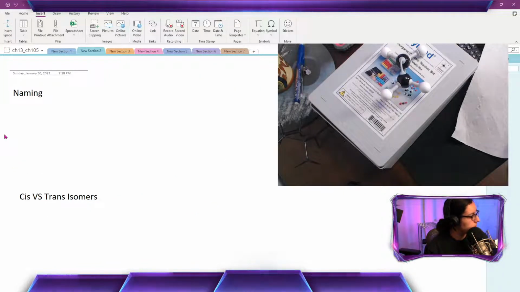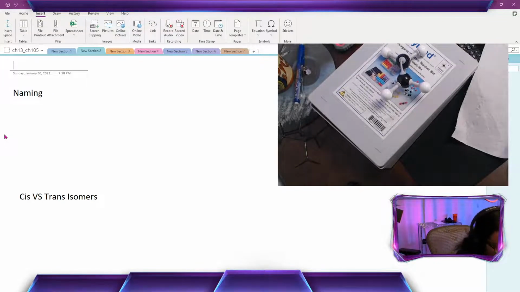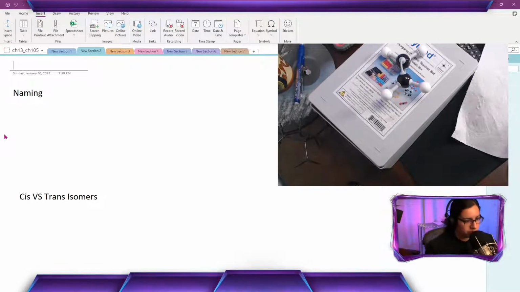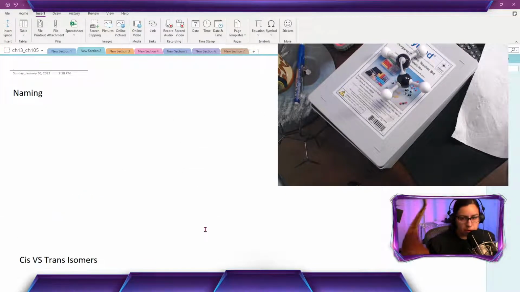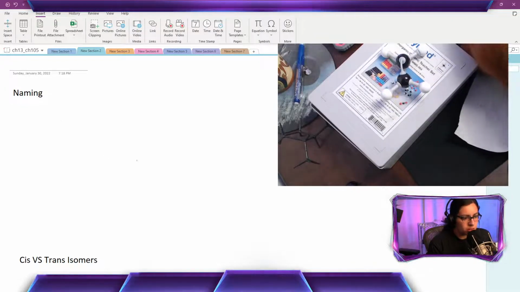So now let's look at naming again. Sorry, let me move my cat. So for naming, it's all the similar rules as before. We just want to give priority to our double or triple bond. And so let's look at this compound here. Draw this out.